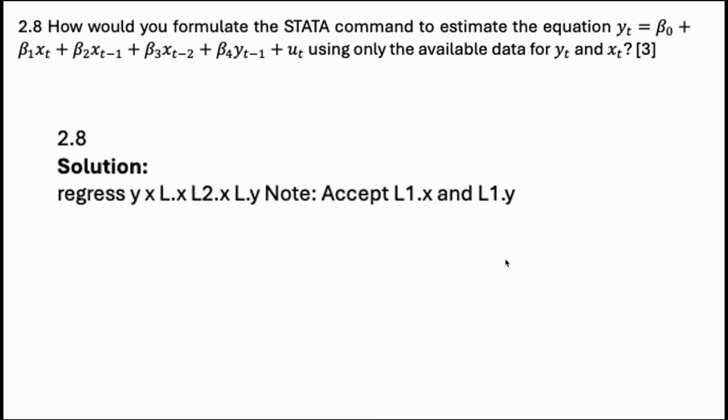Now, how would you formulate the Stata command to estimate the equation beta naught plus beta 1 x in year t plus beta 2 x in year t minus 1 plus beta 3 x in year t minus 2 plus beta 4 y in year t minus 1 plus the error term, right? So we're going to say regress y x, L.x for lag 1, L2.x for lag 2, and L.y for y in year t minus 1, so lag 1 for y, plus the error term.